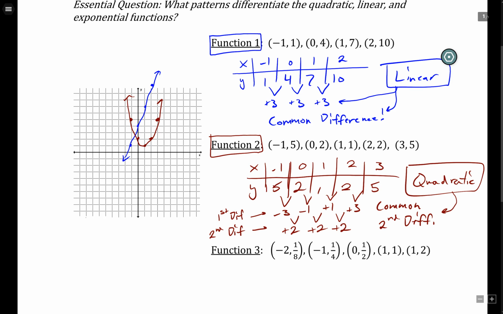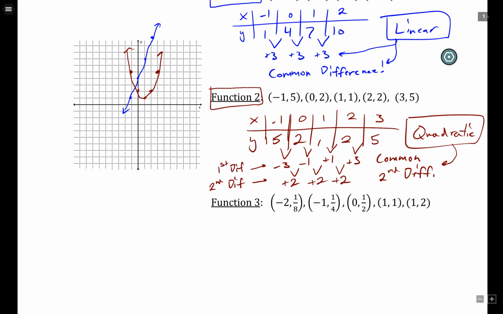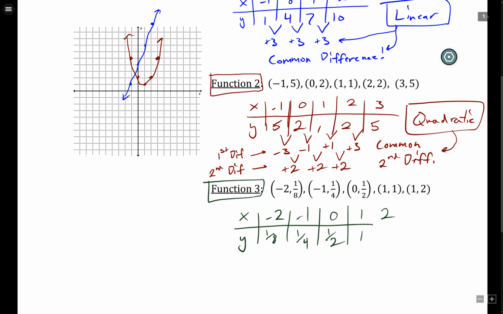Okay, let's look at our final function. Today's a pretty short video. I'm going to transfer to, let's do a forest green color. So forest green is for function 3. Again, I'm going to transfer it to a table first. X, y: -2, 1/8; -1, 1/4; 0, 1; 2, 1/2. Just transferring it into a table to give myself a little more breathing room.